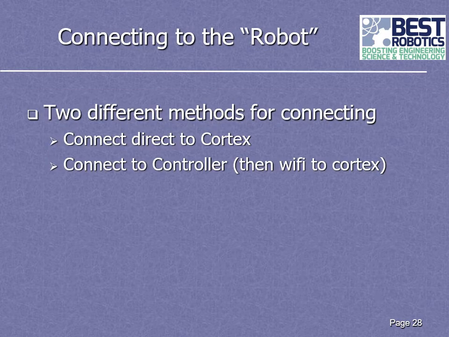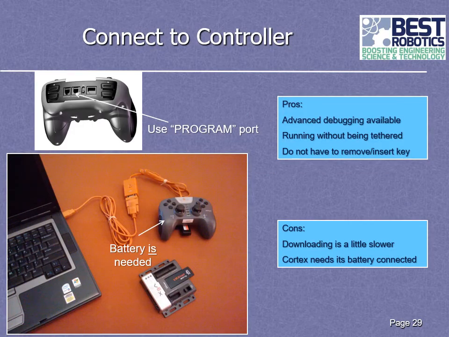Now that we've finished the software for our robot, we need to download it to the Cortex. And there are two ways you can do this. You can connect directly to the Cortex, or you can connect to your joystick controller, which then through Wi-Fi connects to the Cortex. And we'll discuss these in a second. The first method I'm going to talk about is connecting to your controller. This is the method that I prefer, but you are free to use this one or the following one.